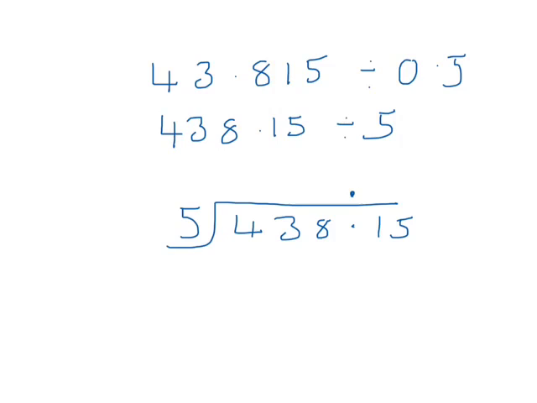5 into 4 doesn't go, so it becomes 5 into 43. 5 eighths are 40, remainder 3. 5 into 38. 5 sevens are 35, remainder 3. 5 into 31. 5 sixes are 30, remainder 1. 5 into 15 is 3. So 43.815 divided by 0.5 is 87.63.